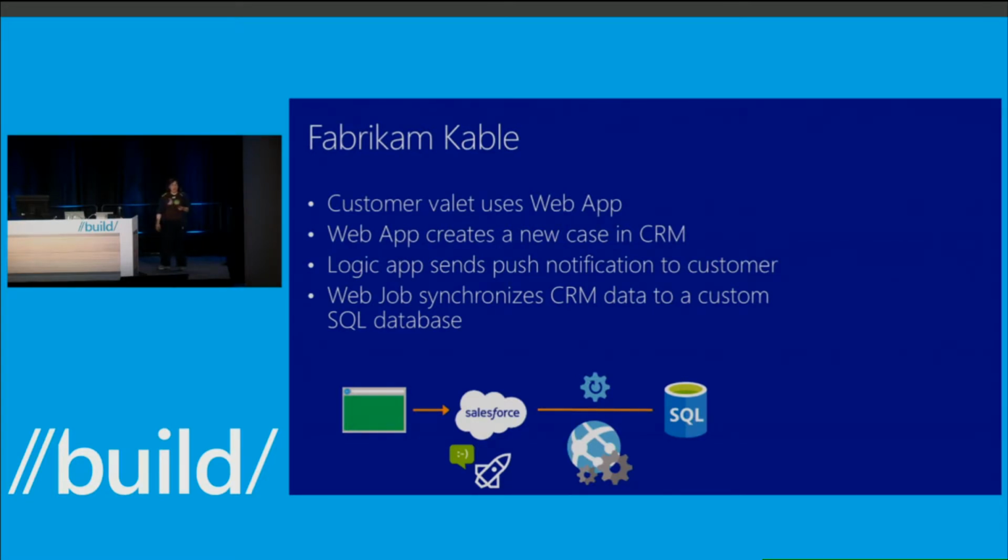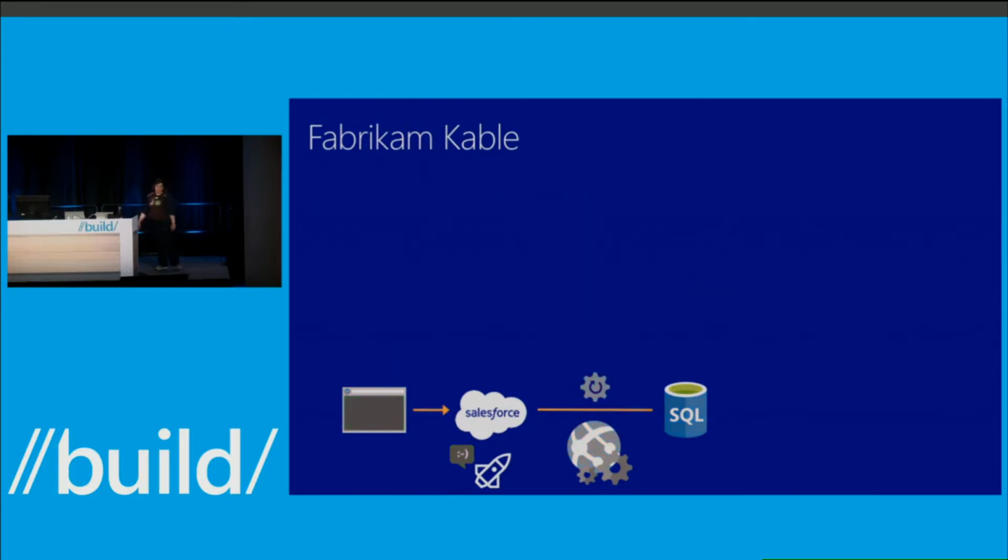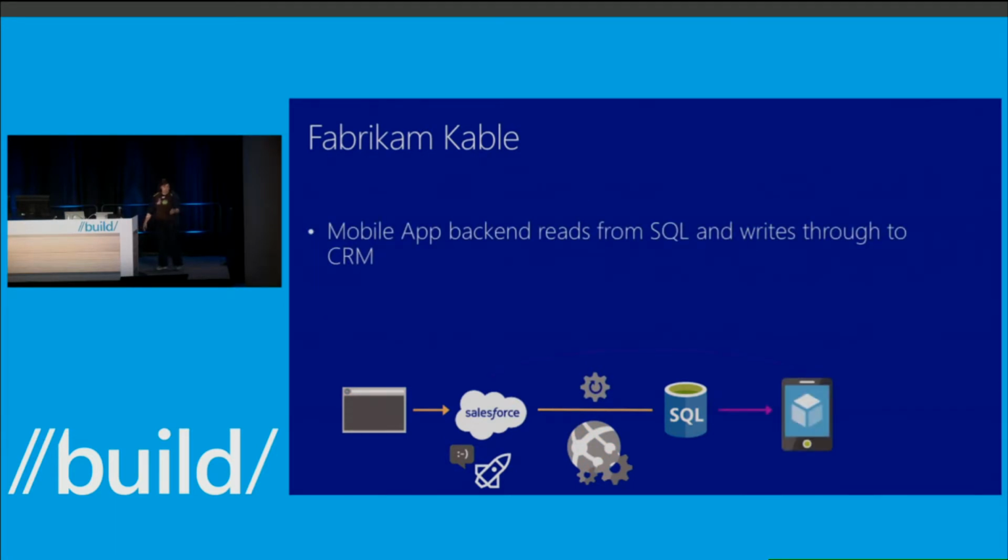It can have a repair history for a customer. You can do all kinds of analytics and reporting on that. So you typically will have some kind of database like that. But you do want to synchronize it with your customer relationship data. And the mobile app backend is going to read data from SQL and then write changes through to CRM. So that ensures that when you close a case, for instance, it gets closed in CRM right away.